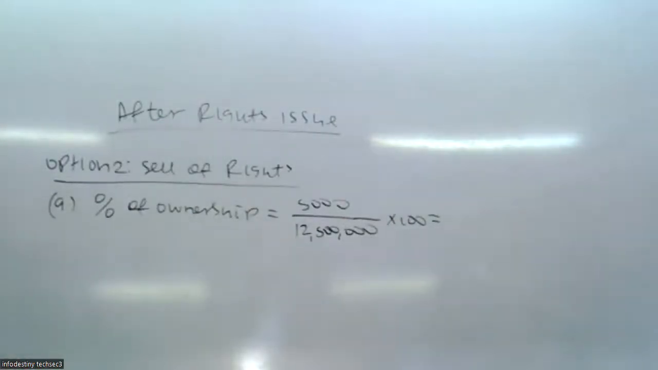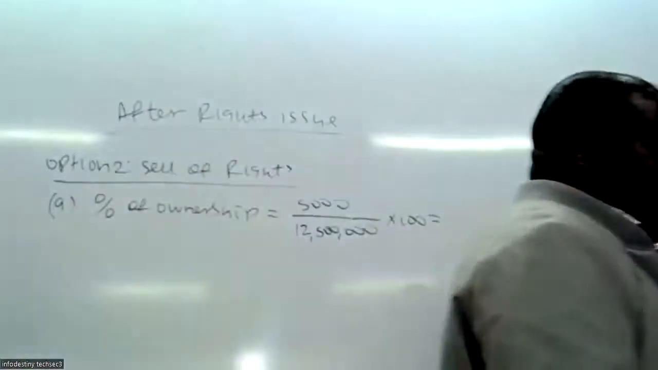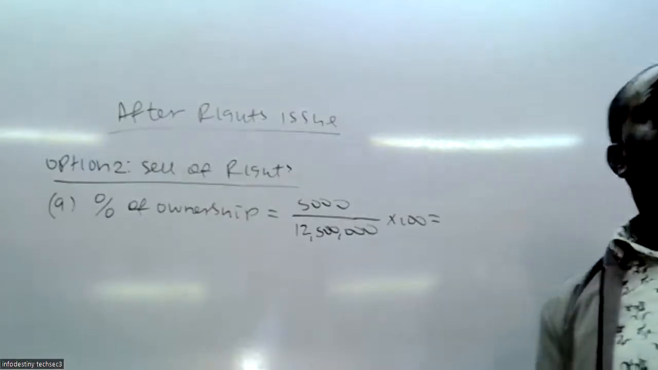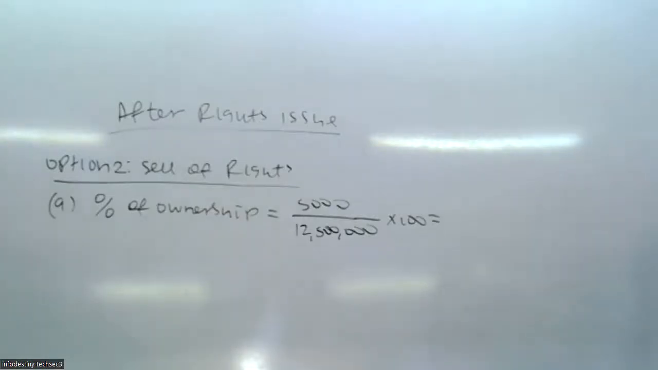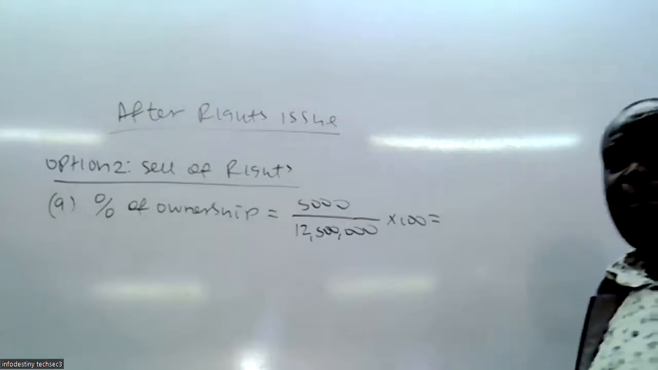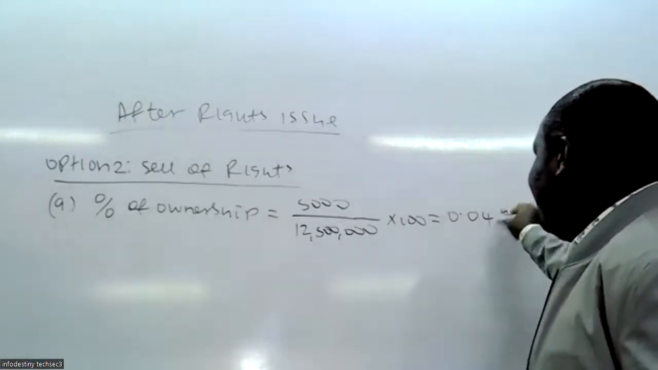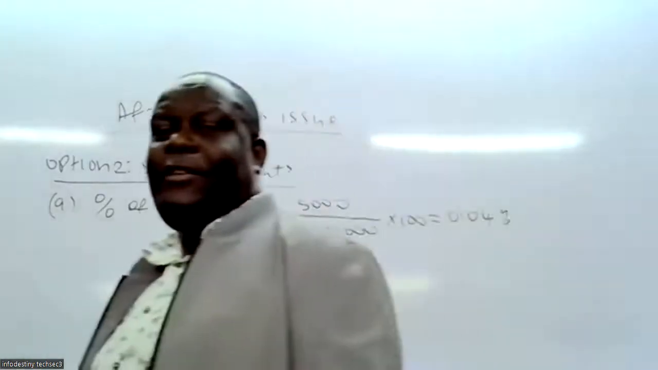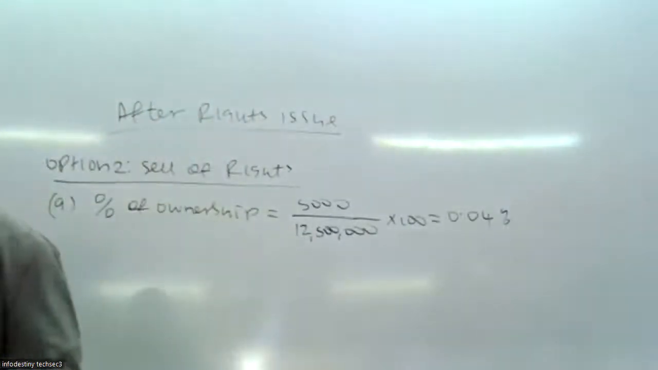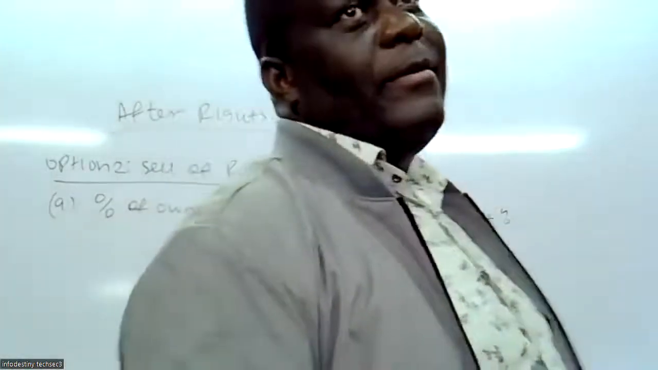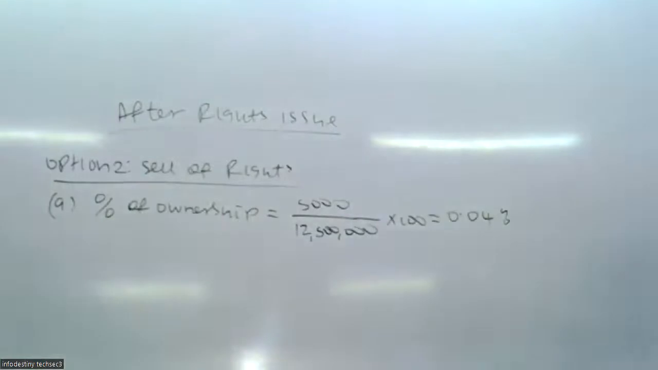So the percentage of ownership will reduce. When you sell the rights, the percentage of ownership is going to reduce. So now it will put what percent? 0.0. Yeah. So you can see it has gone down. When you sell the rights, the percentage of ownership will go down.